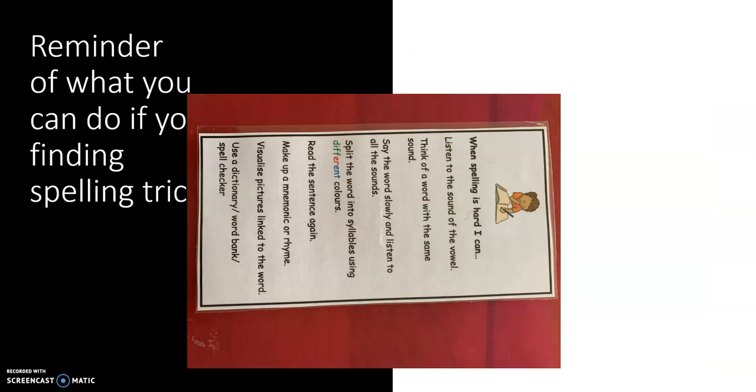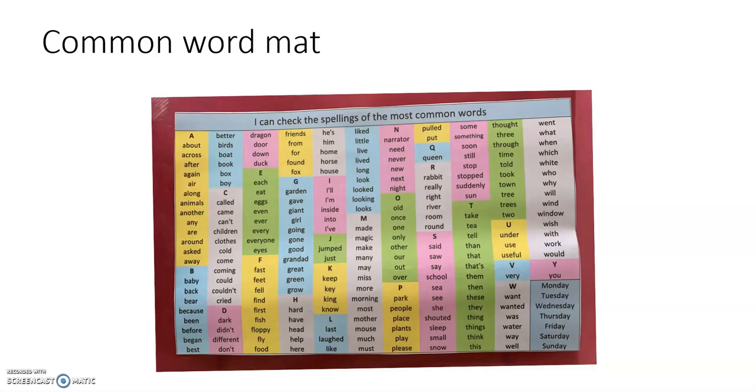This one here, which is turned on its side, is a wee spelling prompt, just suggestions for what you can do when you find spelling hard, just to remind yourself of what you could be doing. Here we've got a common word mat, and it's sorted out alphabetically. So these are common words, probably about the first 200-300 common words which people might use. Again, sorted alphabetically so you can find them, and also the days of the week you can see here.